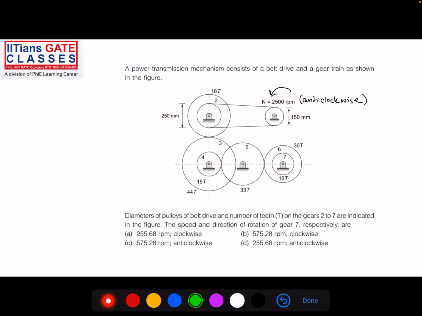Okay, so let us see. A power transmission mechanism consists of a belt and a gear train as shown in the figure. So we have attached a belt, and this is the driver.